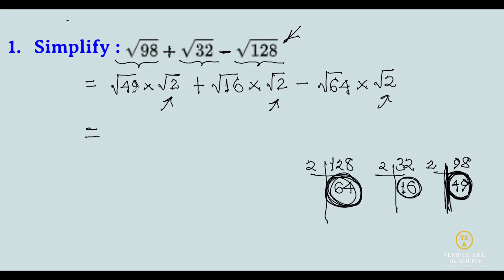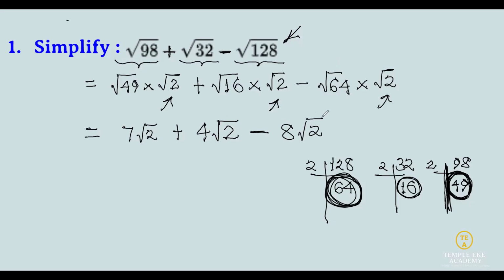Next move, the square root of 49 straight away, 7, with the attachment of root 2, the irrational part. Move on, plus the square root of 16, evaluate that, that's 4, with the attachment of the square root of 2. And finally, the minus sign sustained, of course, the square root of 64, that's 8, with the attachment of the extra root 2. Beautiful.